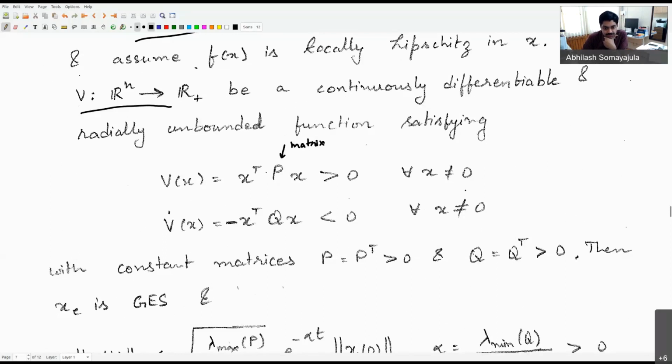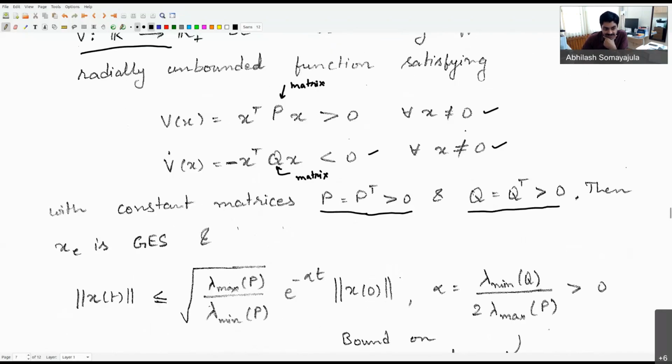and x transpose Px is always greater than 0, and V dot is given by minus x transpose Qx, where Q is also a matrix, and this is always less than 0 for all x not equal to 0. And we have these constant matrices P and Q, which are positive definite. Then xe is globally exponentially stable.